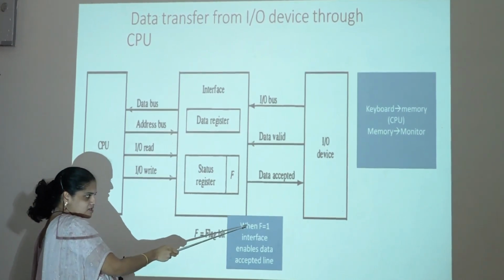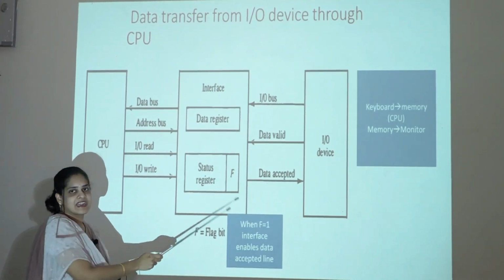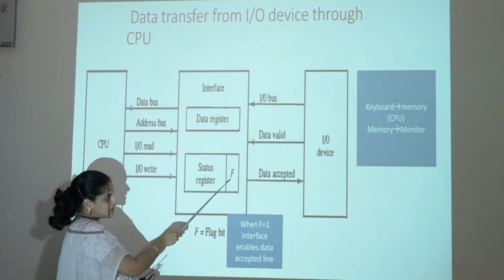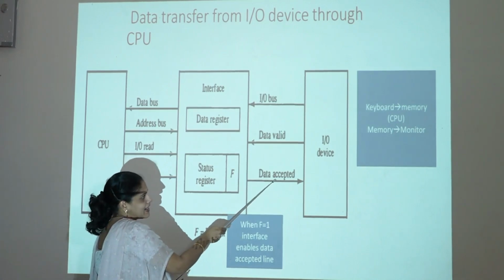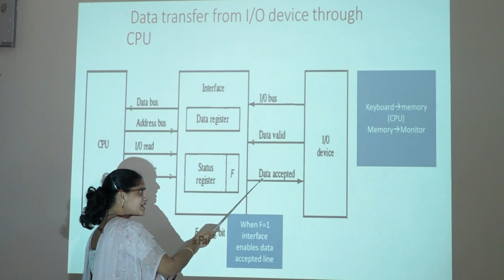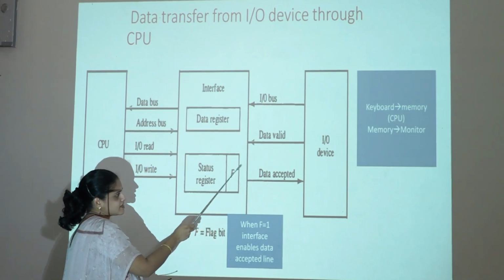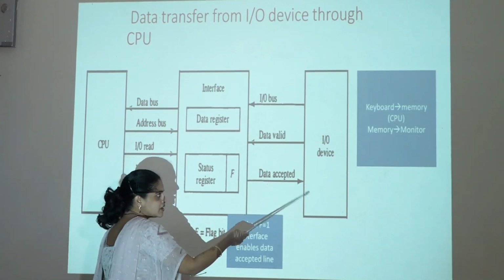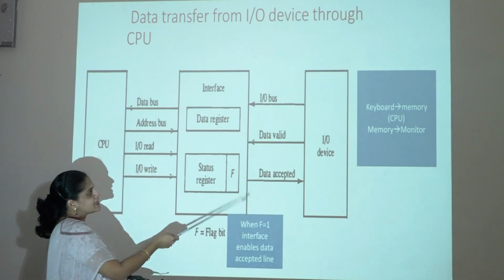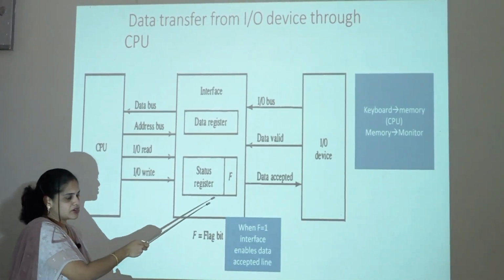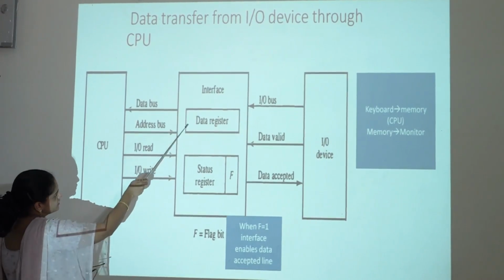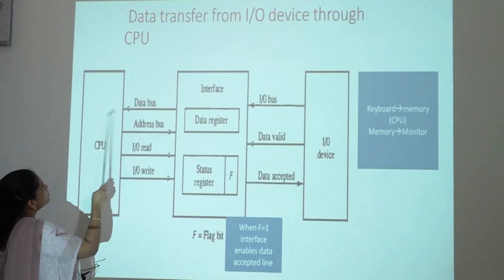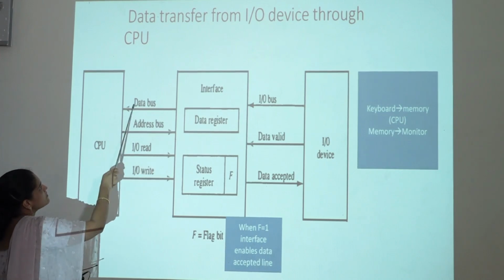When the flag bit is 1, the interface will enable the data accepted line. Once the flag bit is set to 1, automatically the interface will enable the data accepted line. This is nothing but an acknowledgement to the input device that the particular data has been accepted by the interface unit. And similarly, whenever there is information present in the data register that has to be transferred to the CPU, that is done by means of a data bus.